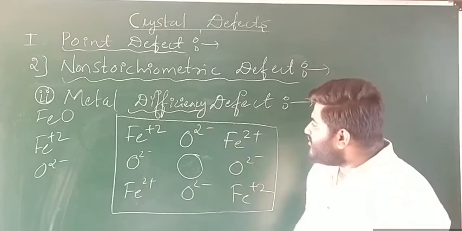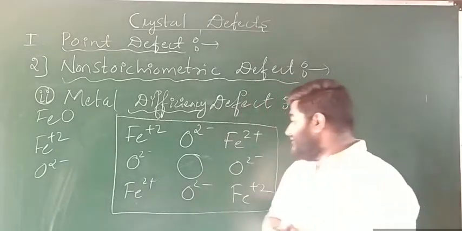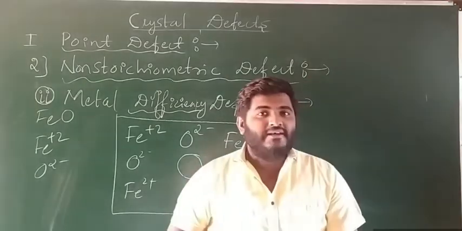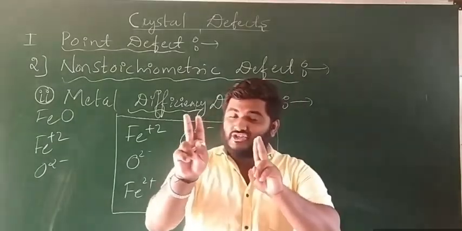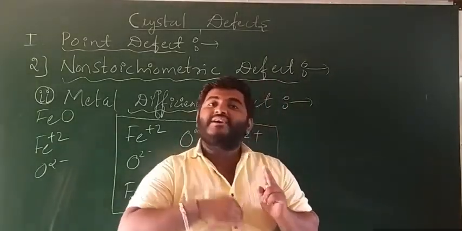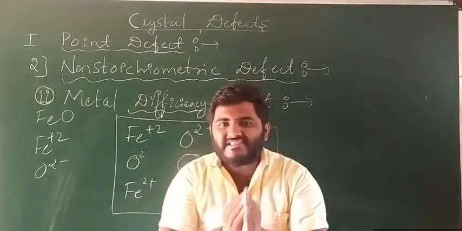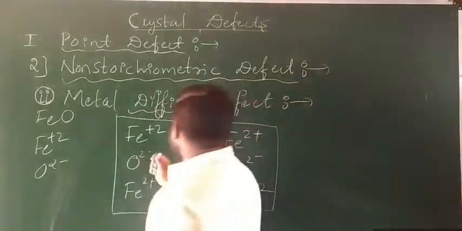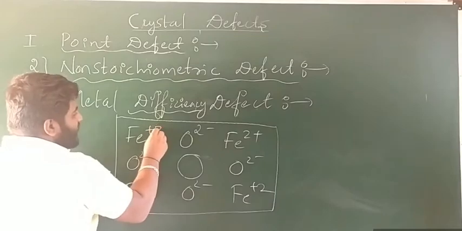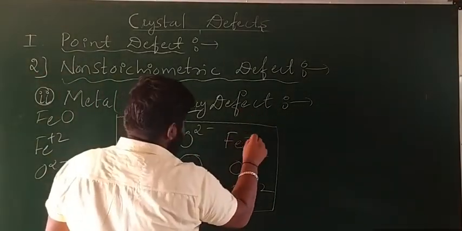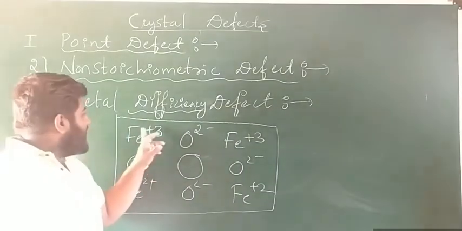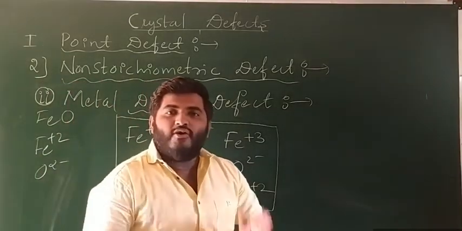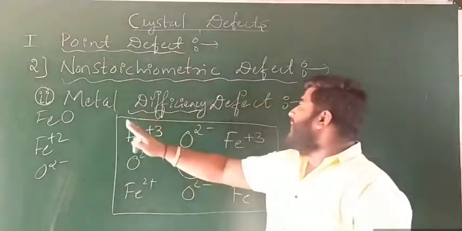Now see here how to maintain electrical neutrality. One Fe2+ is missing. That means what? A +2 charge is missing here. That +2 charge can be electrically neutralized by converting other Fe2+ into Fe3+. That means this Fe2+ is converted into Fe3+. Now see, +1 extra. The +2 that went outside is balanced now. I hope you got the points here. So this is what? Metal deficiency defect.